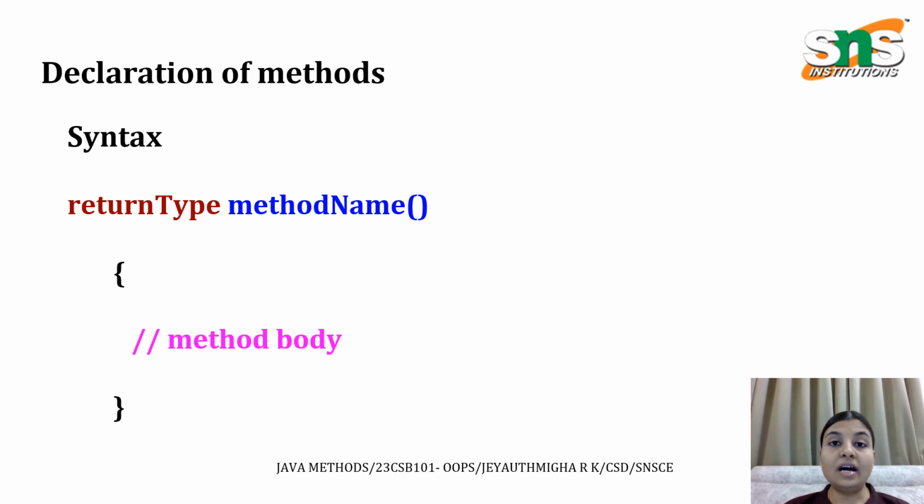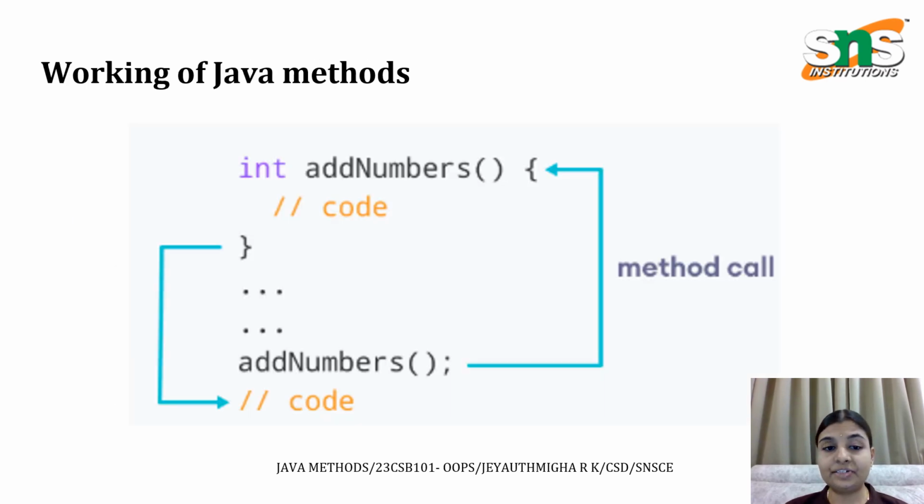And how do we declare a method in Java? The syntax is return type, function name, and then the arguments which we need to pass as input, which we give within the enclosed parentheses, and then the method body. Here we can give the block of code that needs to be executed when we call the function.